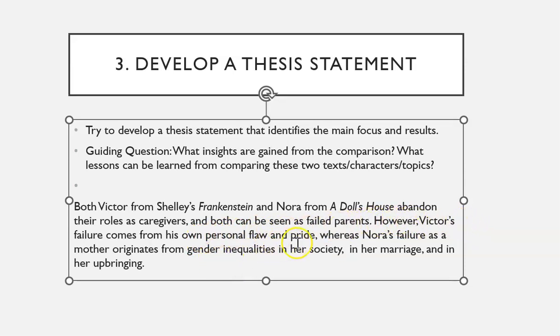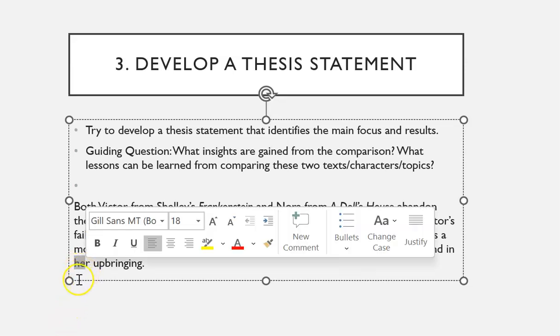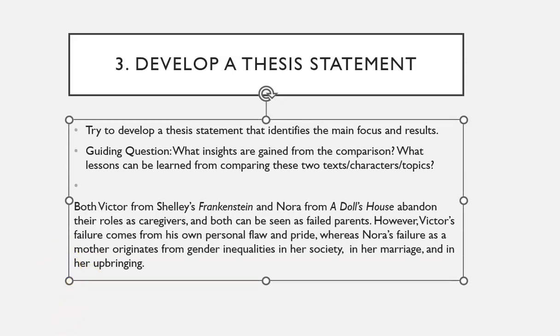However, Victor's failure comes from his own personal flaw and pride, whereas Nora's failure as a mother originates from gender inequalities in her society, in her marriage, and in her upbringing. So this is my interpretation of this comparison essay. Yours, again, might be different. But I want to convey this idea that Nora's failure is not necessarily just her fault as maybe Victor's is. So I want to establish her as the product of her own environment and society.